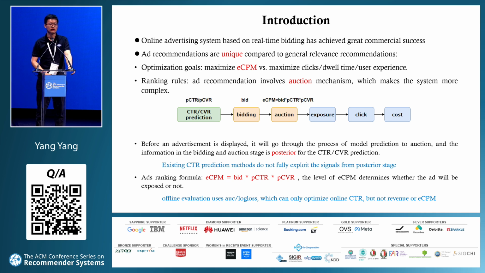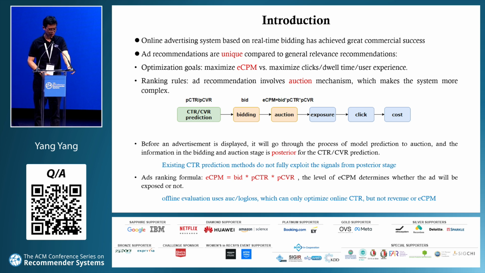So first let me introduce the background. The online advertising system based on real-time bidding has achieved great commercial success, and its recommendations are unique compared to general relevance recommendations. Firstly, from the perspective of optimization goals: maximize eCPM versus maximize clicks, dwell time, or user experience. Secondly, from the perspective of ranking rules, its recommendation involves an auction mechanism, which makes the system more complex.